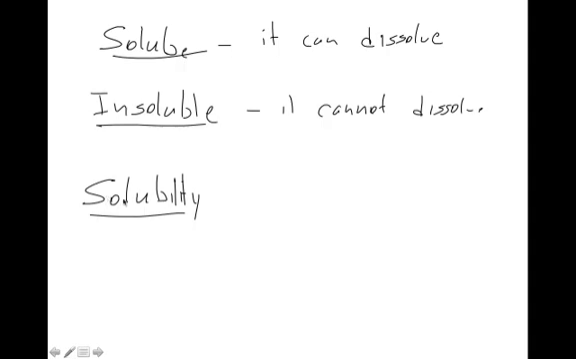And these are different from solubility, which is how much can dissolve. How much can dissolve is solubility. It's a measurement. Solubility is like a temperature. It's a measurement of what the kinetic energy is for temperature. For solubility, it's a measurement of how much of the solute dissolves. And so make sure you understand the difference between soluble, insoluble, and solubility. We're talking about solubility now, how much can dissolve.